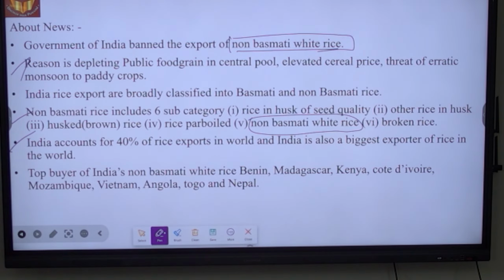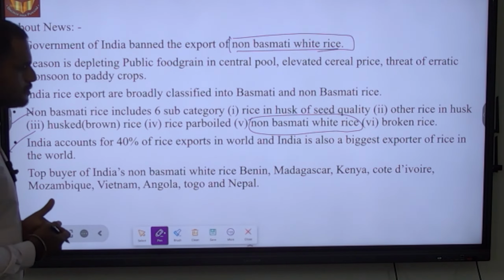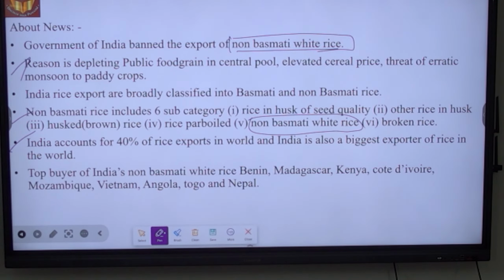And India accounts for nearly 40% of the rice export at the international level. So if India is withdrawing or banning the export of rice, then those countries which are dependent on India's export will surely be affected. Not only the countries, but the global rice market itself will get affected because of the absence of a major player like India in the export market.